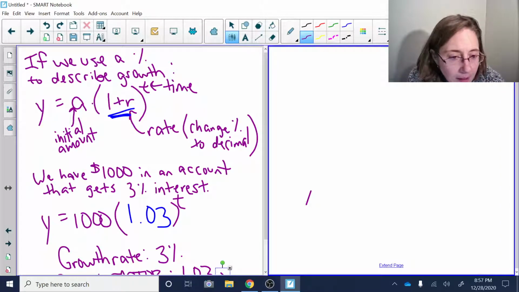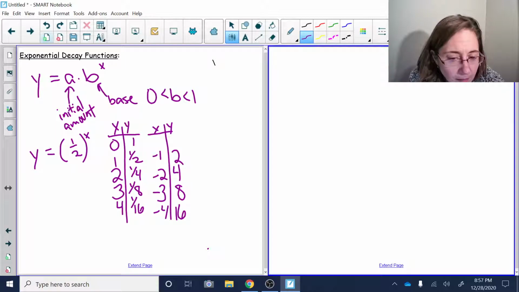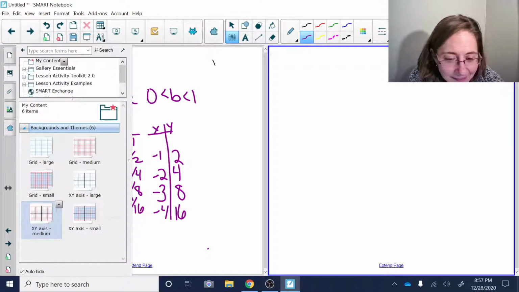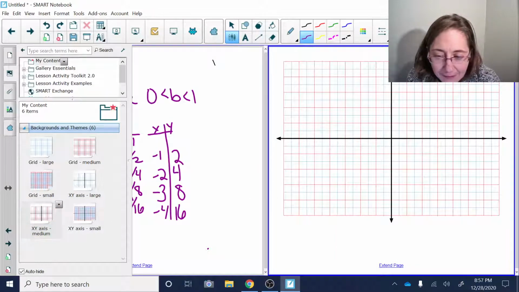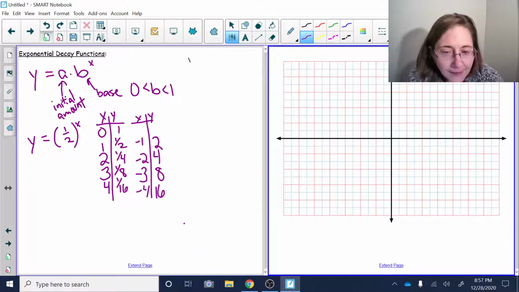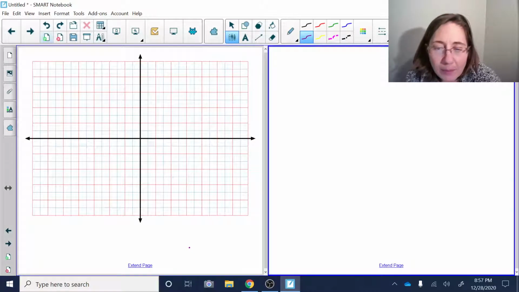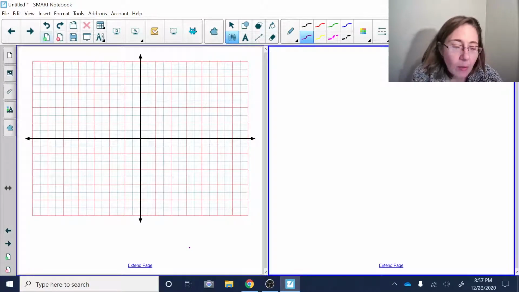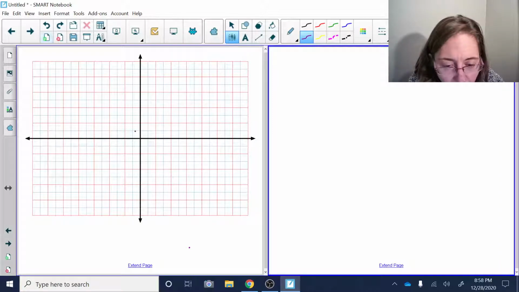Okay, let's just add another one. Okay, so I'm going to put some dots on here. So when the x value is 0, we got 1.